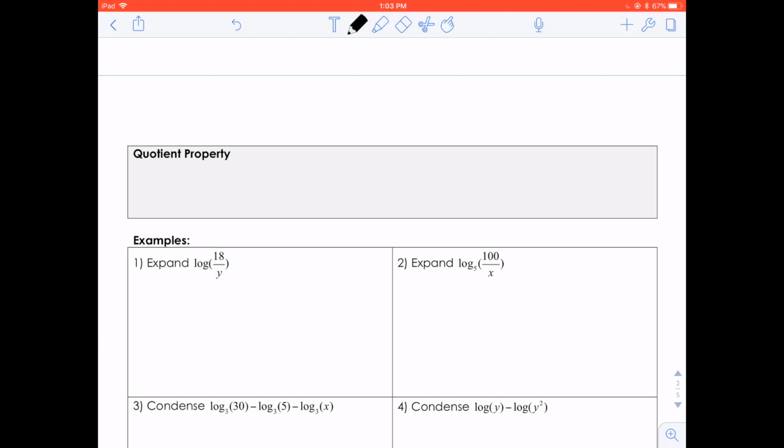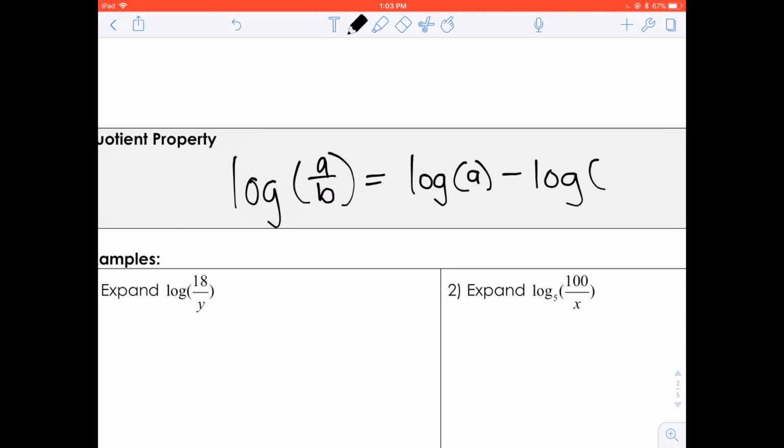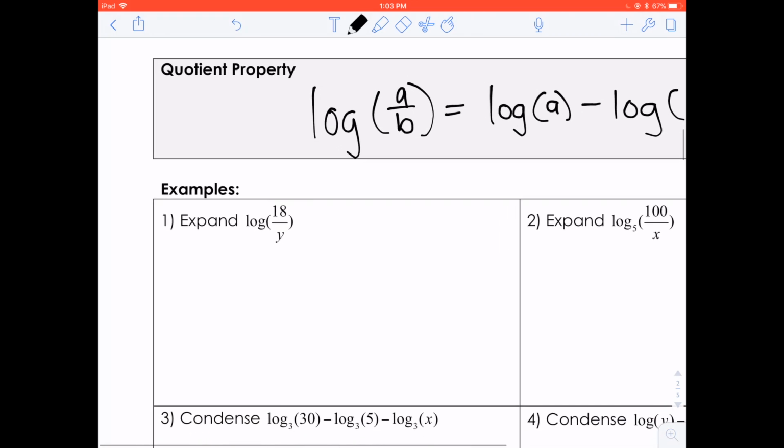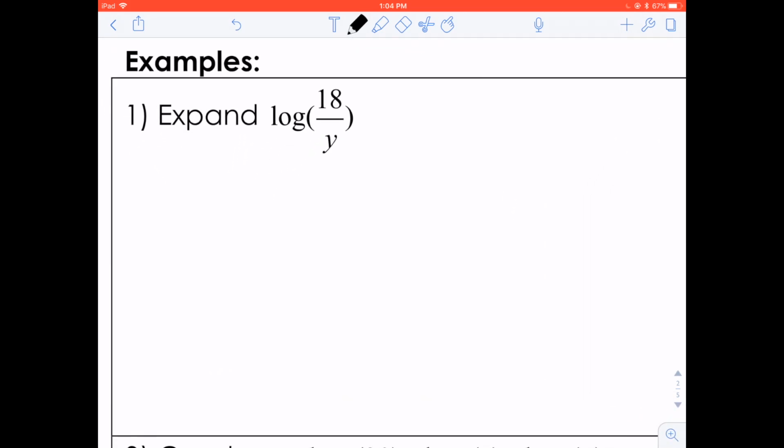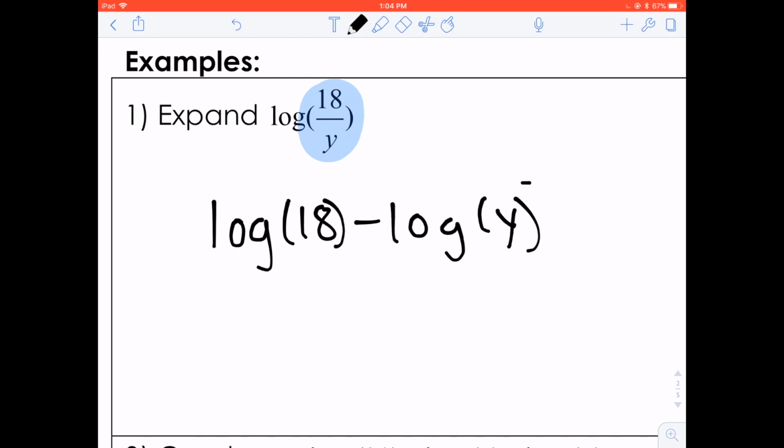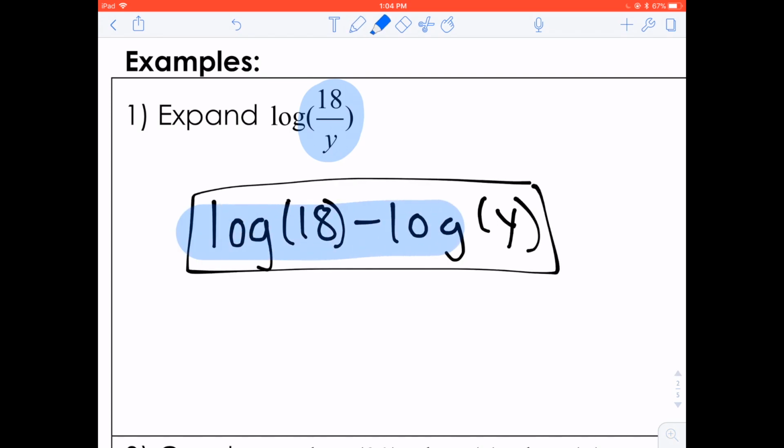Now we're going to talk about the quotient property. The quotient property says that if we have log of a divided by b, we can rewrite that as log of a minus log of b. So just like the product property, the log expands to log of a minus log of b. Okay, in this first example, it's asking us to expand. Remember, that means we're going to be making it bigger. We know that division will change into subtraction. So we'll have log of 18 minus log of y. And that's our final answer. Go ahead and try number 2.